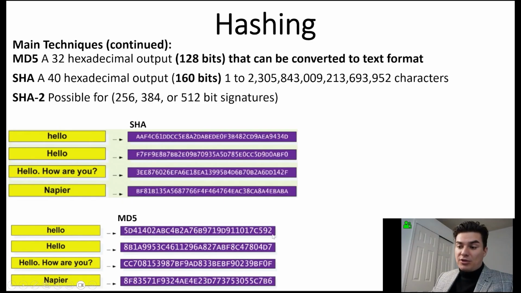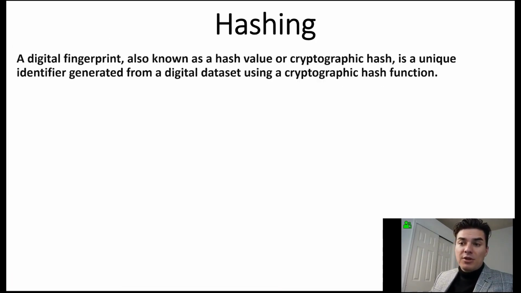So this is 32 characters right here that can be converted to text format. SHA is 40 hexadecimal output, which is placed here, or 160 bits. And then SHA-2, you can have 256, 384, or 512-bit signatures. Also, I wanted to comment that a digital fingerprint is also known as a hash value or cryptographic hash. That is just another term that they use.